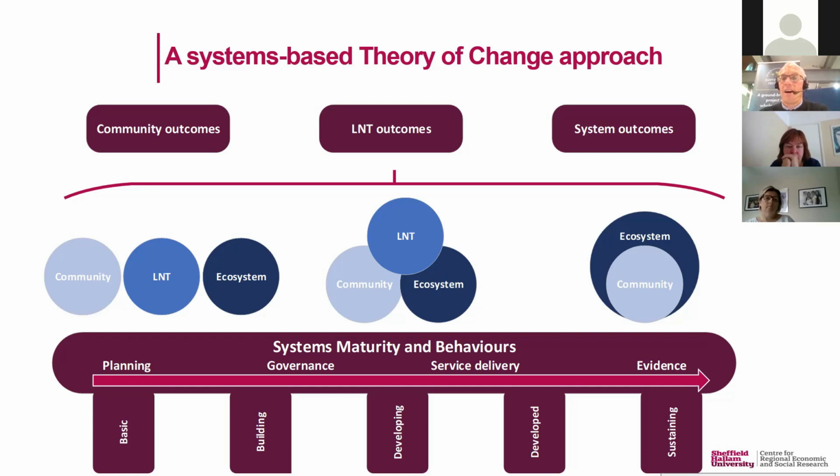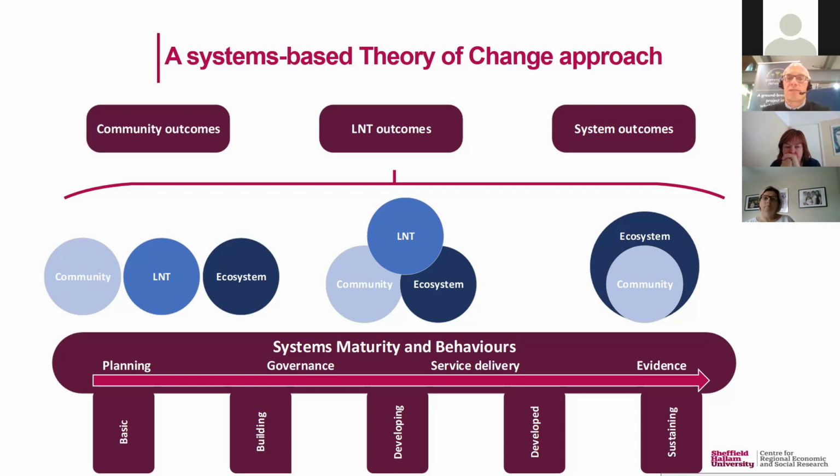And then Lifting Neighbourhoods Together actually gets embedded into the ecosystem. So that's where that blue dot goes. It becomes part of the ecosystem and the community, because the ecosystem's working a certain way. All services are working a certain way, and the community's got the infrastructure, the empowerment, and the agency to deliver their own way.